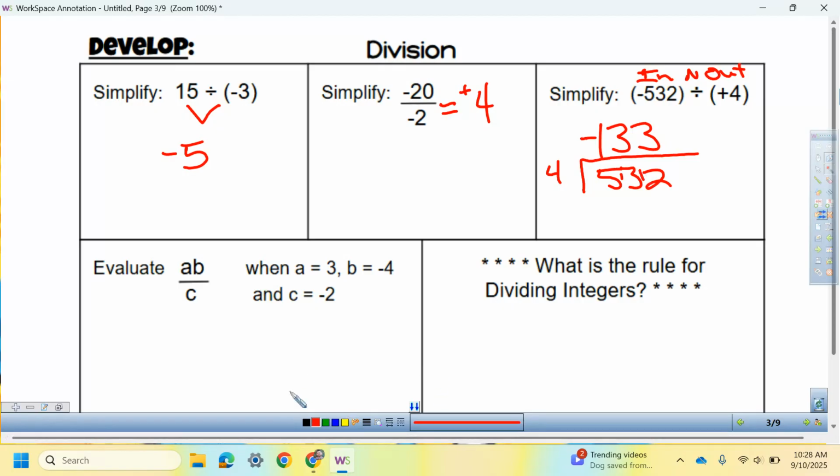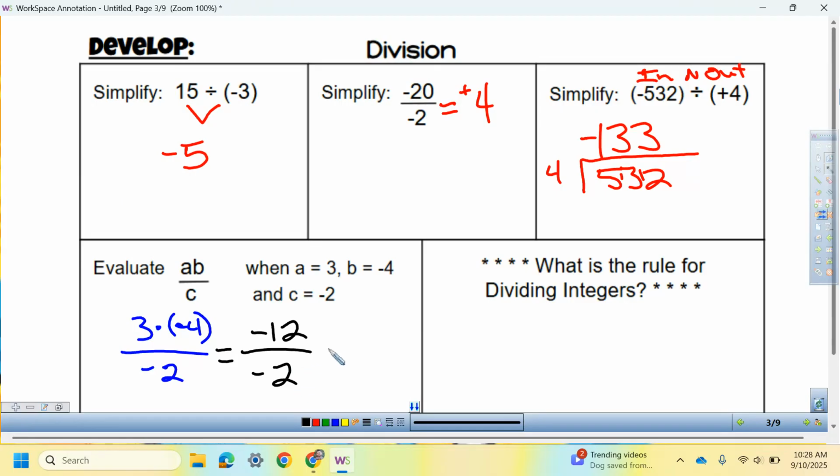Now for our evaluating question. Let's start by plugging these all in where they belong. A is a 3 times B, which is -4, divided by C, which is a -2. So going piece by piece, let's clean up this top, the numerator. So a +3 times a -4, well, that gets me a -12. Signs are different, so it's got to be negative.